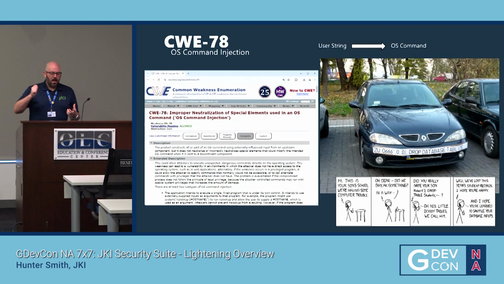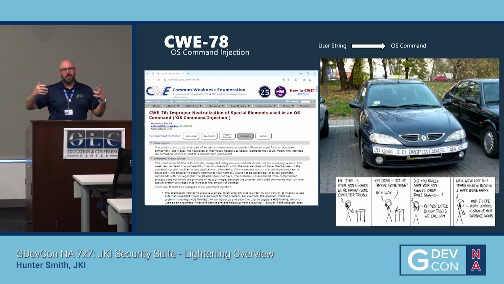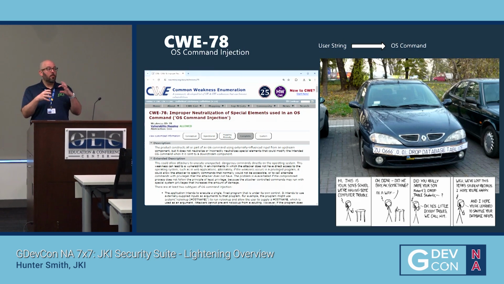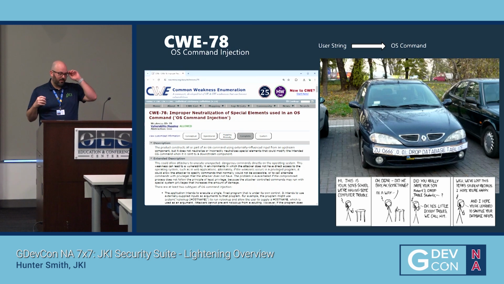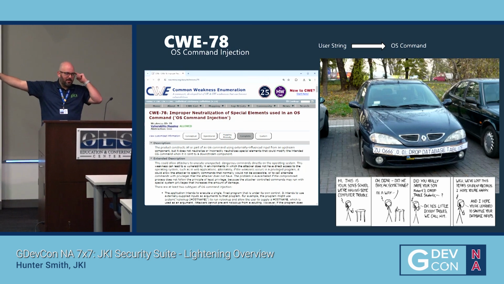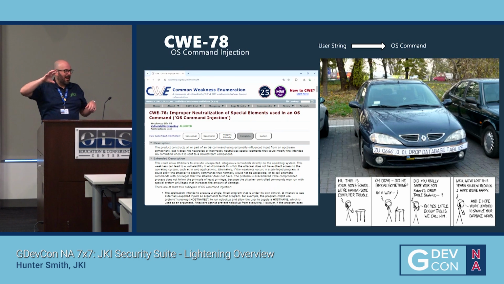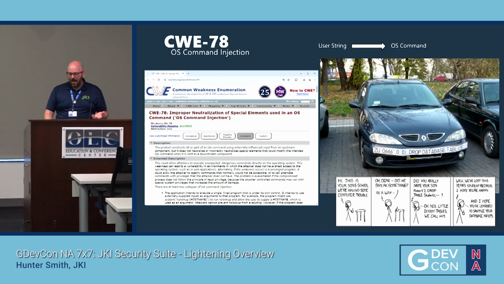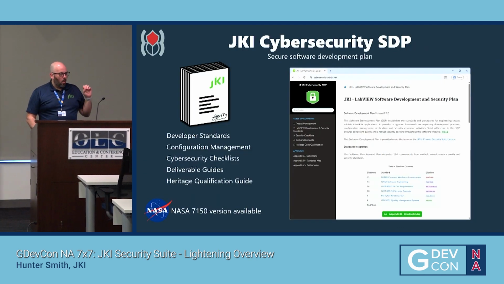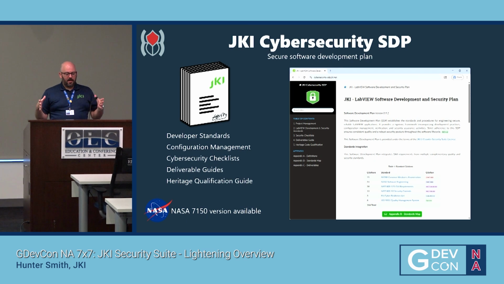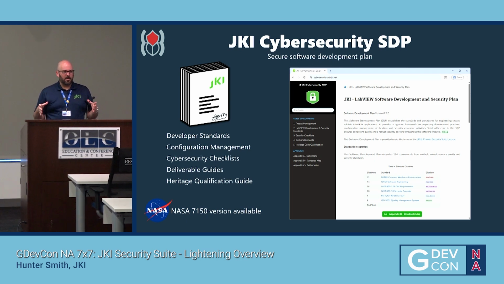Here's an example. CWEs are the periodic table of security vulnerabilities. They're written in language agnostic computer science terms. There's a way you can take advantage of some programs by injecting a string that is then interpreted by that computer in a way that's hazardous. You may have seen some of these examples where someone puts drop table in the license plate camera, takes a picture, and then deletes its whole database. So what are the places in LabVIEW where we can do that? What we did at JKI was we created our JKI Cybersecurity SDP, Software Development Plan.